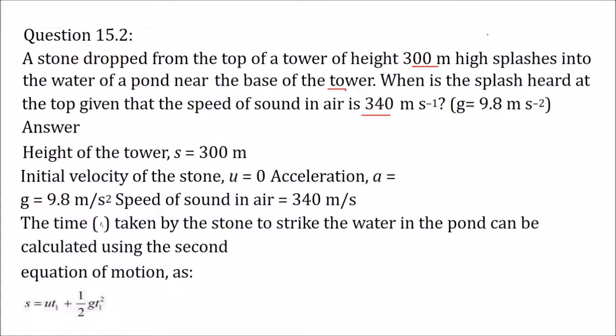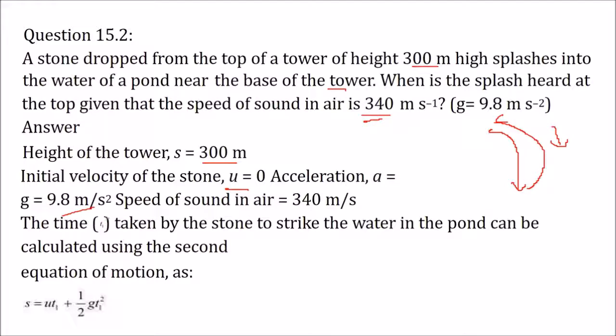So what is happening here is from the top of the tower, a stone is being thrown and the sound is heard here. So height of the tower is given, the initial velocity, because it is starting from rest, so we take u equal to 0, and the acceleration, of course, when it is dropping, it is gravity, 9.8 meter per second square. Then the speed of the sound in air is 340 meter per second.